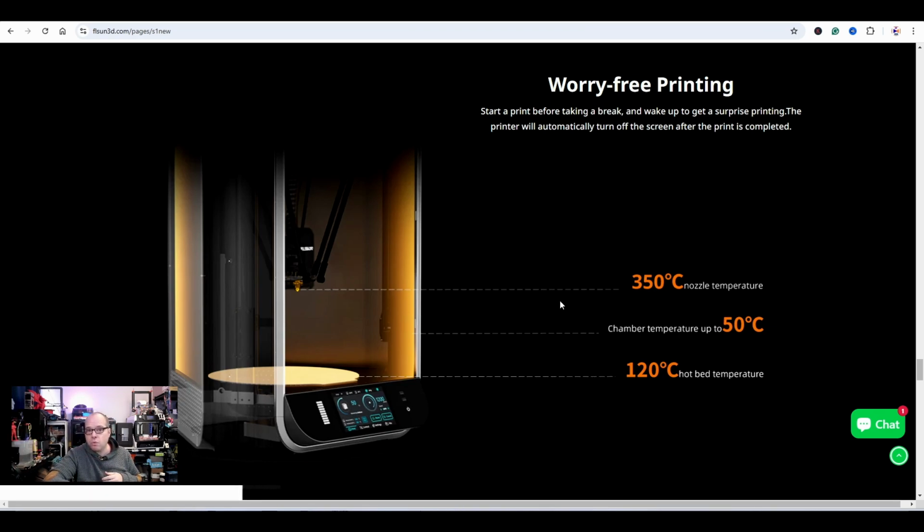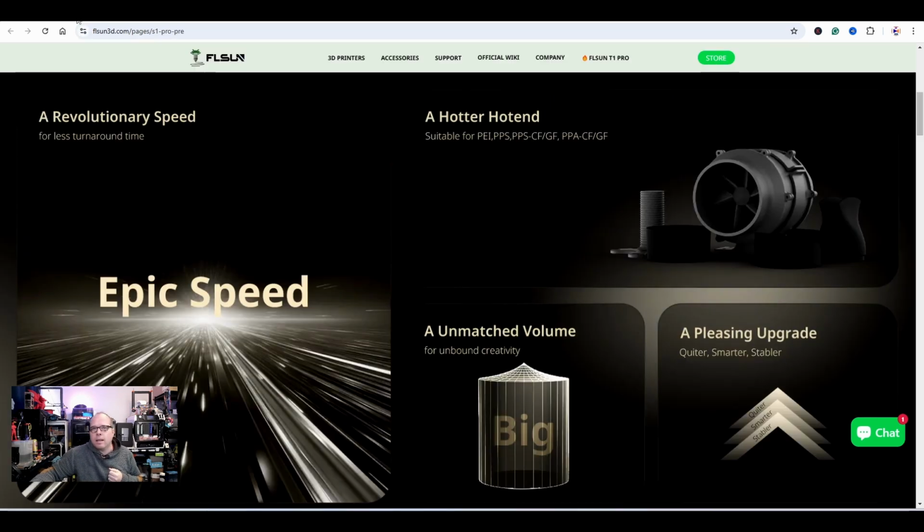And printing with those filaments, like they mentioned, the PPS and the PPA, would need 120 for the heated bed. So that part will be the same. The hot end, however, I guess that would be closer to 400 degrees. If it stays the same, like 350, then saying a hotter hot end would just mean a similar hot end like the S1. If they say hotter hot end, closer to 400, not equal.